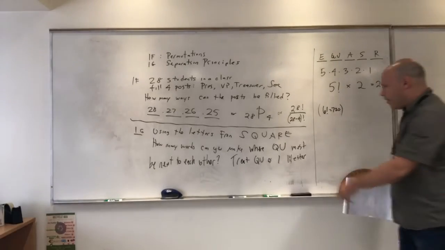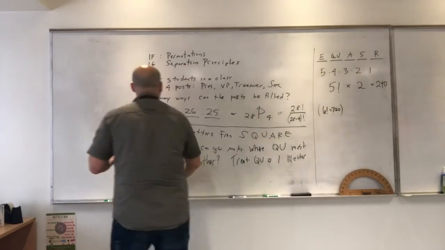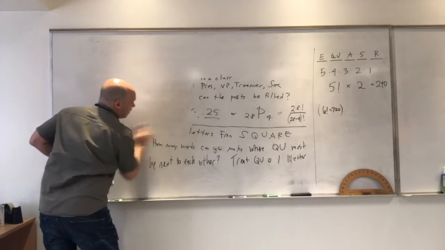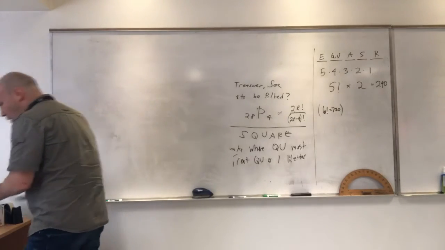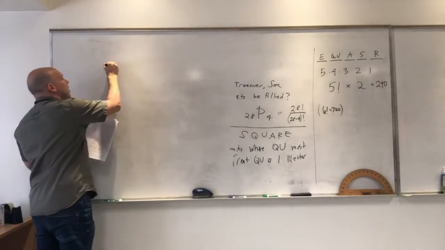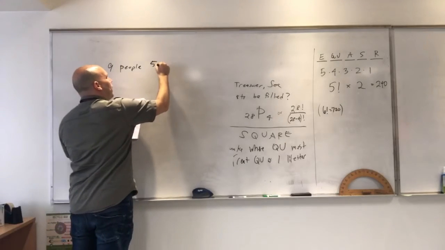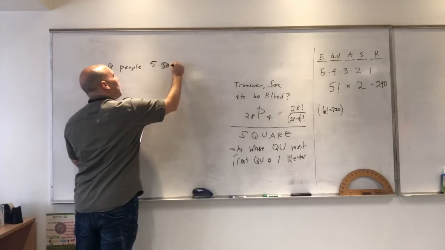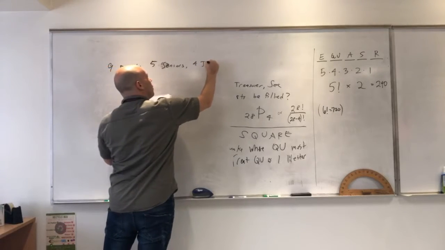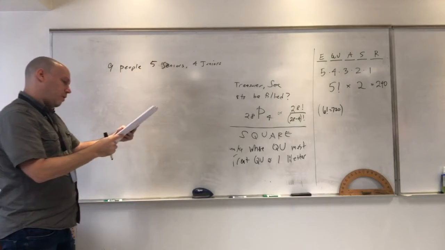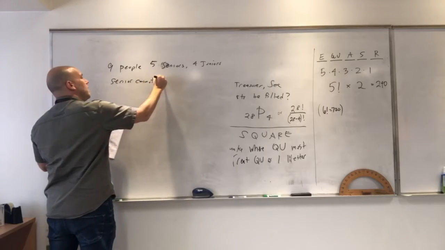Okay, now in this one, the letters got kept together. In the next example, we're gonna have to separate them. I want you to think of this problem. You ready? Okay. There are 9 people, and there are 5 seniors and 4 juniors, and the seniors cannot sit next to each other.